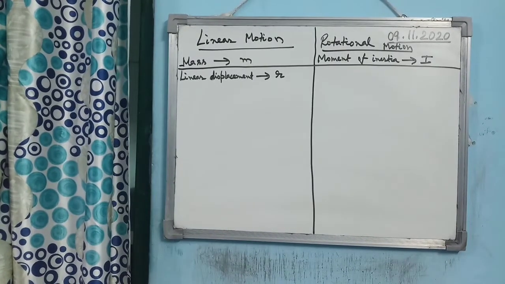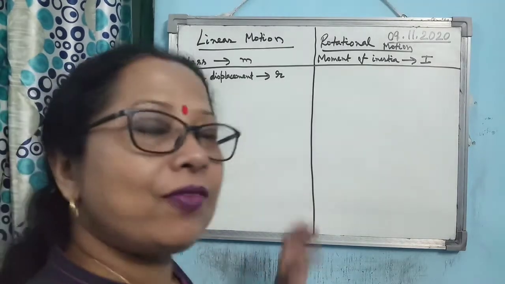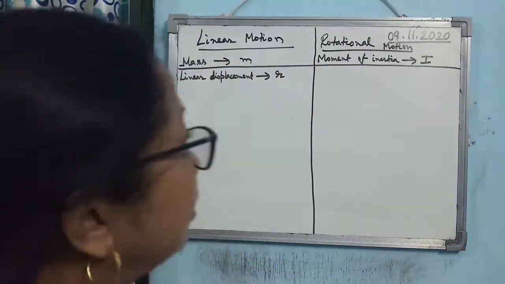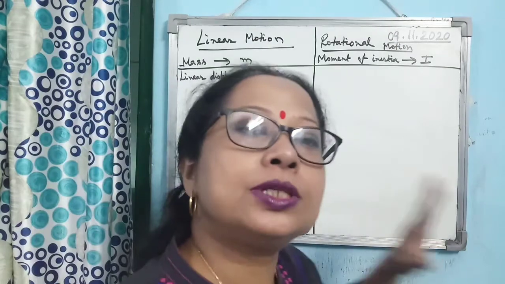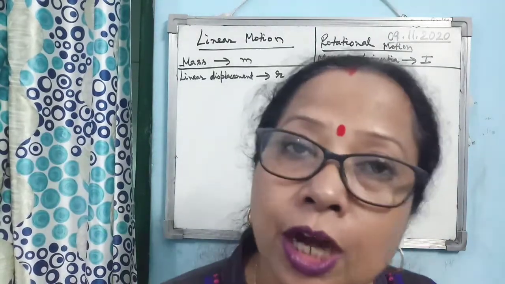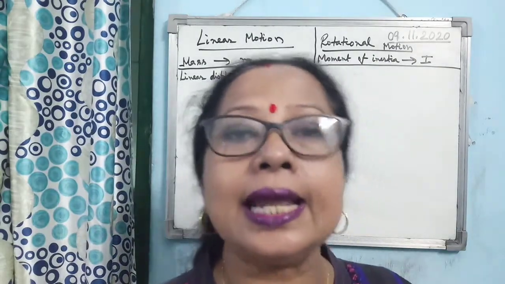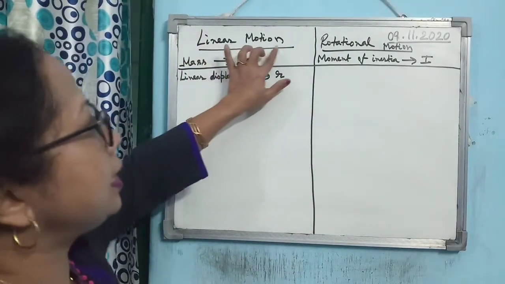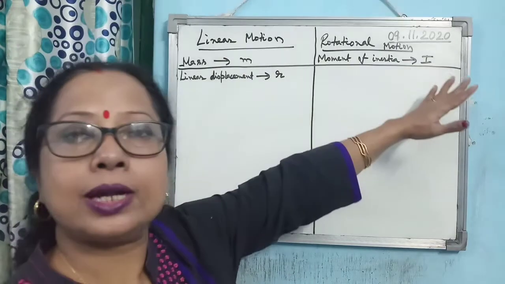Now this is the last topic, but last is not the least one, very important one. If you follow this carefully, then the rotational motion chapter will become very easy to you. Just by the comparison method you can remember and learn all the relations in the rotational motion chapter. So first we are writing the linear motion and here rotational motion. The equivalent terms you have to understand.